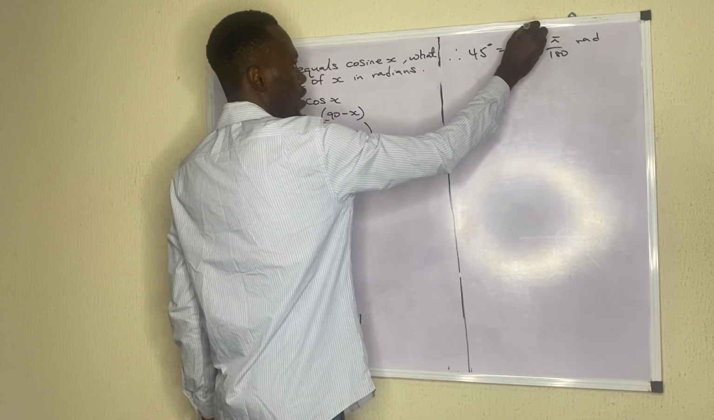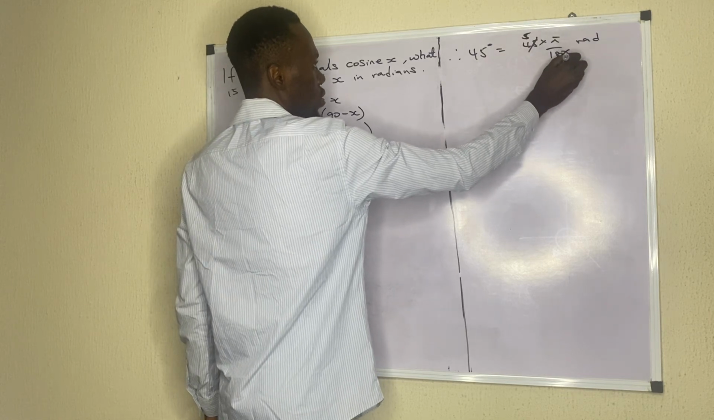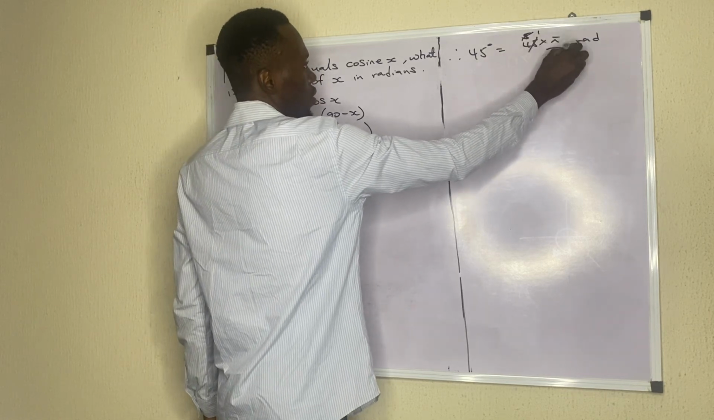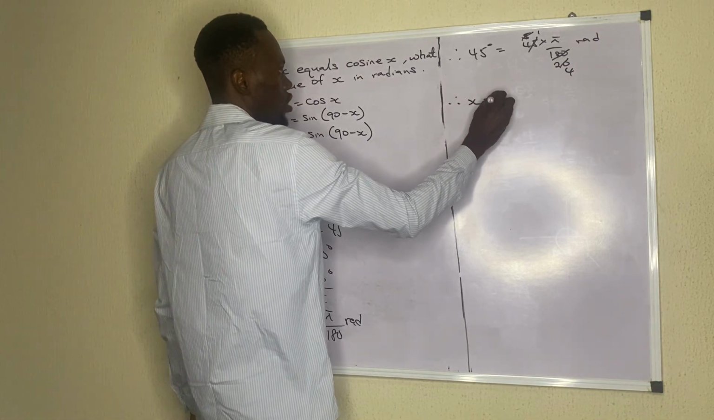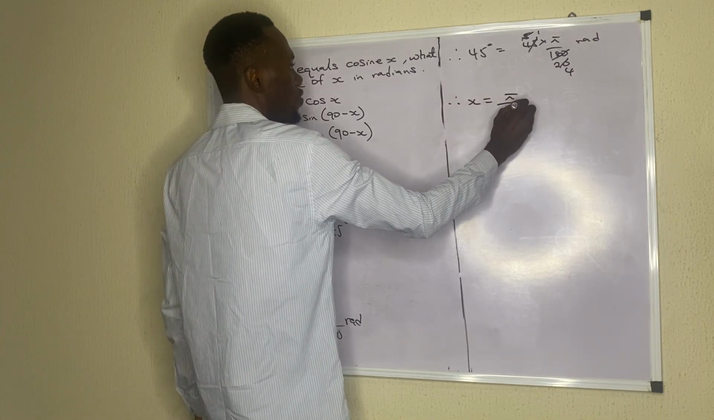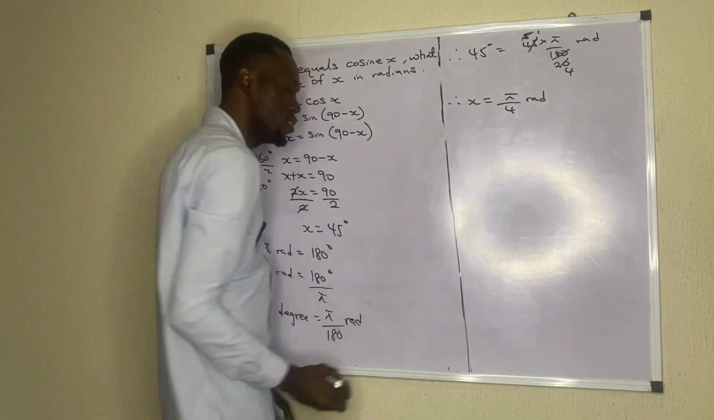9 here will give me 5. 9 here will give me 20. 5 here will give me 1. 5 here will give me 4. So therefore, my x is equal to pi over 4 rad.